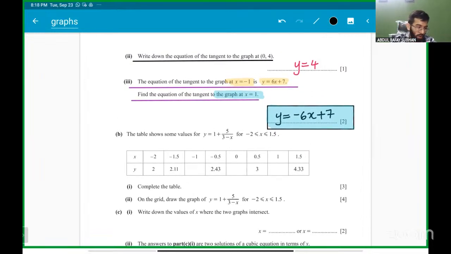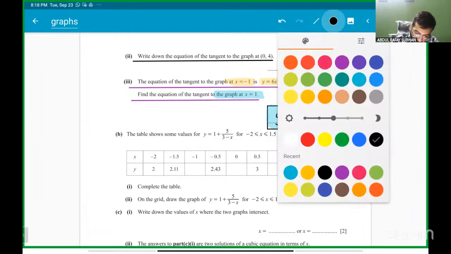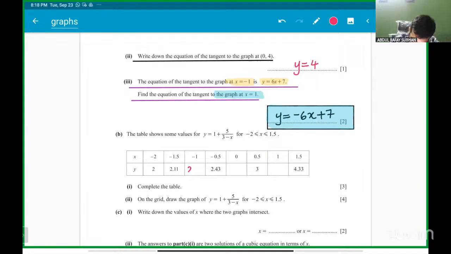So there is no new concept: the concept of tangent we have done, graph sketching we have done, and completing the table we have done. So when x is 1, it will be 1 + 5 divided by 3 minus 1, so that will be 2.25. Okay? So when x is -1, y is coming 2.25. And when x is 0, that will be 8 divided by 3, that is 2.67. And when x is 1, 1 + 5 divided by 2, that will be 3.5. Okay, is it clear? Understood? Got it, students? Any questions, anyone? Are people following? So that is completing the table and getting all 3 marks.